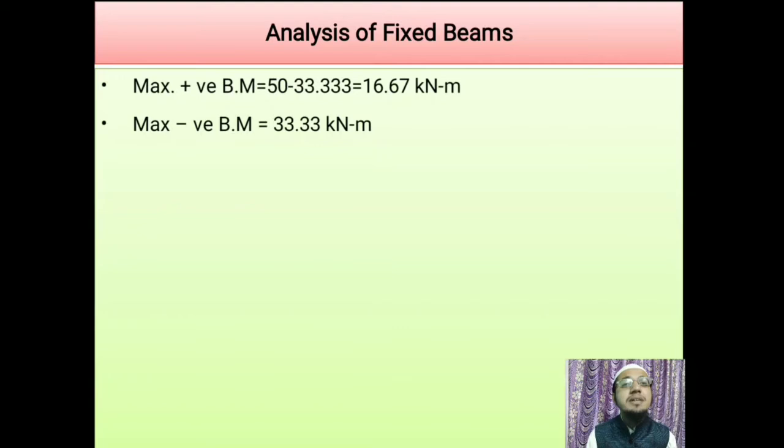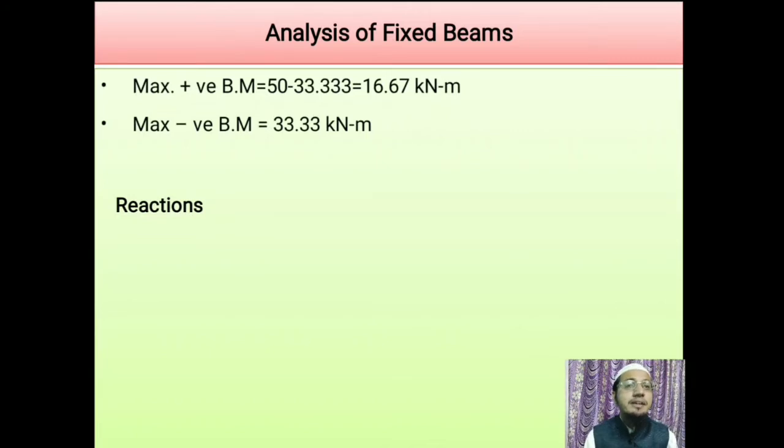So this will be our maximum positive final bending moment. So what about the maximum negative? Same as that of the fixed end moments, which act at the supports. So we have got the maximum positive moment as 16.67 kilonewton meter at the midpoint, and the maximum negative bending moment, this hogging moment, of magnitude 33.33 kilonewton meter at the supports.